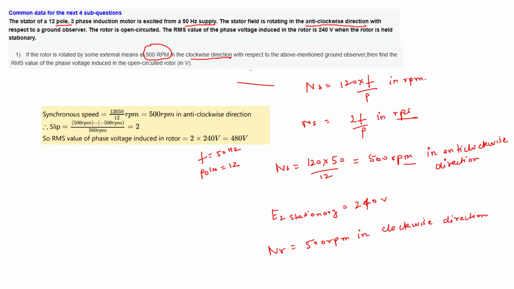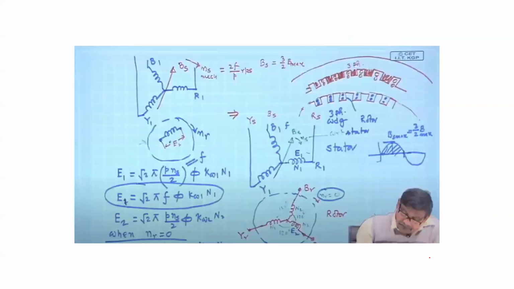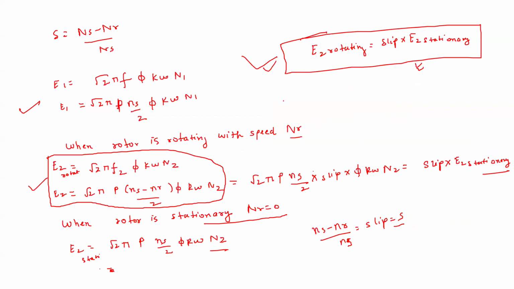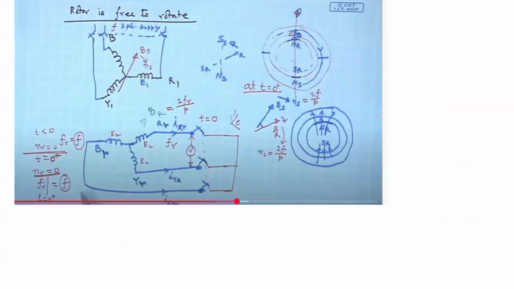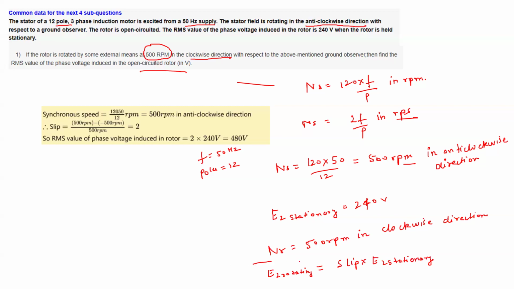So what will be the rotor voltage induced? What is this E2 rotating for this speed? 500 RPM in clockwise direction. First of all, we know this is slip times E2 stationary. We know this from our discussion here. So here we have E2 rotating as slip times E2 stationary.